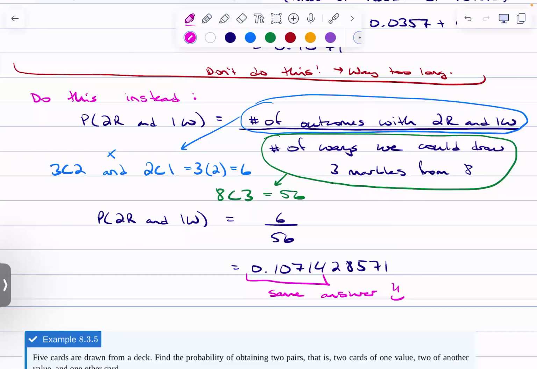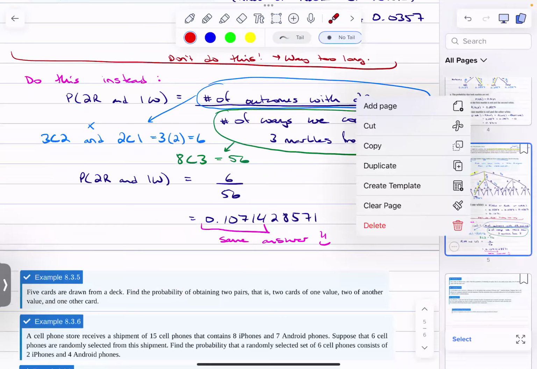So the trick is to find the total number of ways that you could just choose 3 marbles from the 8 and use that as your denominator, and then do the different combinations that you want, right? So let's try another one.